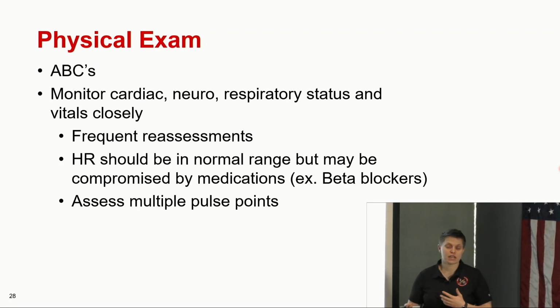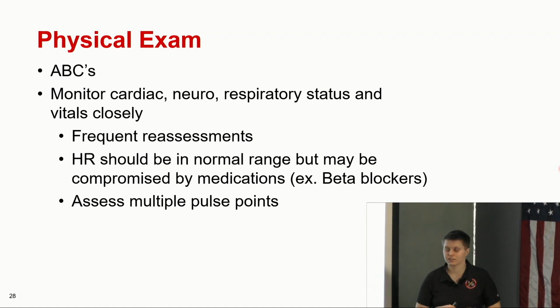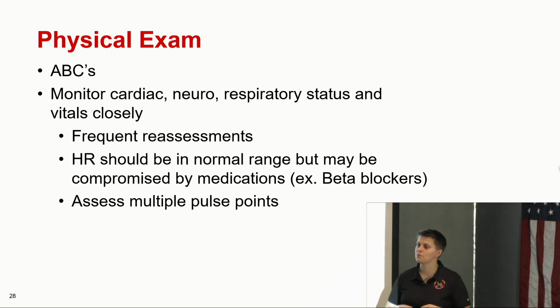Think about how medications might be impacting your vital signs. I already gave the example of beta blockers affecting your heart rate. And you may need to assess multiple pulse points. Again, remember that pulses may be diminished as a normal part of aging, so it's a good idea to have at least a sense of perfusion in different places, centrally and peripherally.